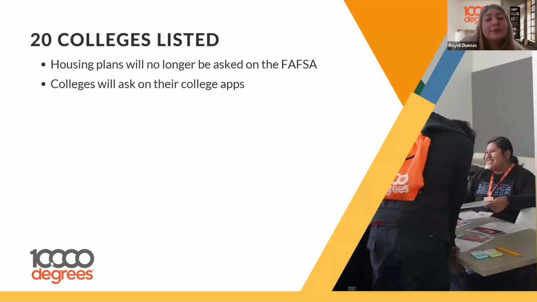So another big update: students are now able to list up to 20 colleges on the FAFSA application. In case they're not sure what college they will be attending, or if a student is thinking of transferring, this will be beneficial for them because now they can list up to 20 colleges. Also, housing plans will no longer be asked on the FAFSA, but colleges will ask on their college apps.